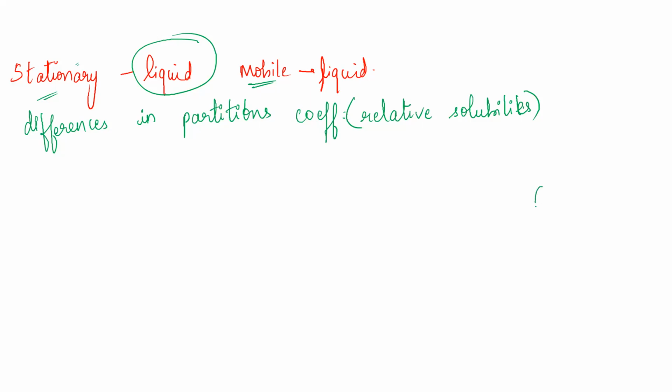So what does it mean now? Suppose this is your solid support. It has a particular shape. Now your stationary phase is going to be coated over it like this. So this is your stationary phase. The red part is the stationary phase and the green part is your solid support.